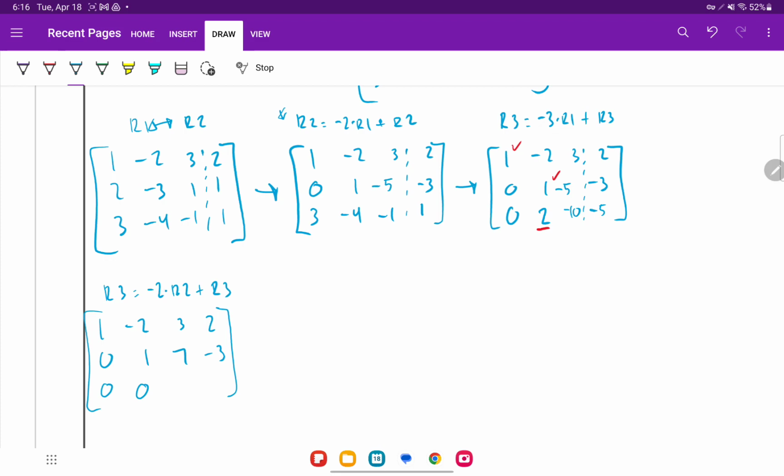So -2 times 0 is 0. 0 plus 0 is still 0. 1 times -2 is -2. -2 plus 2 is 0. And I gotta change this to a -5. Alright, so -2 times -5 is 10. 10 minus 10 is 0. -2 times -3 is 6. 6 minus 5 is 1.